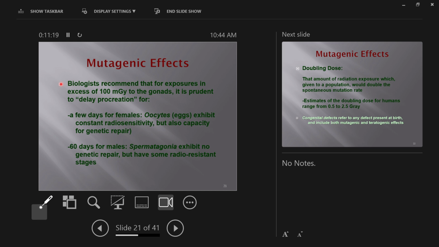Biologists recommend that for exposures in excess of 100 milligray, this is for practical application now, they say it's prudent to delay procreation for different time frames depending on sex. Females for a few days, think less than an ovarian cycle. Males for about 60 days. Okay. So for females, a few days because the oocytes exhibit constant radiosensitivity, but a capacity to genetically repair themselves. So translating that into English, egg cells are harmed by radiation, but can fix themselves.